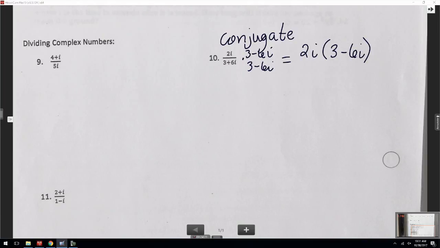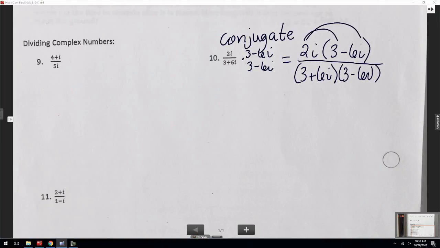Y'all okay so far? I didn't do any math. I just smushed them, okay? All right, on the bottom, I'm not going to do any math. I'm just going to smush them. Y'all okay so far? All right, what about the top? What can I do on the top? I can distribute, right? So I get 6i minus 12i squared, right? Y'all okay so far?